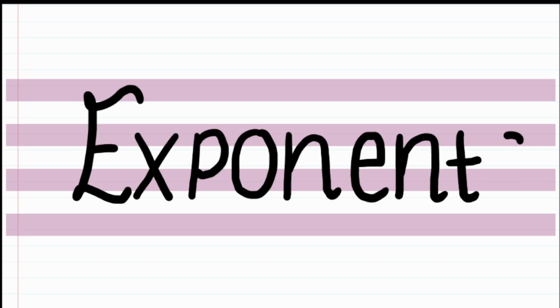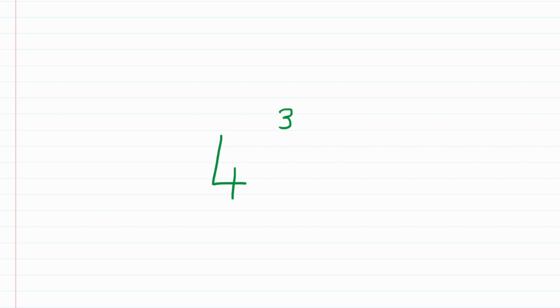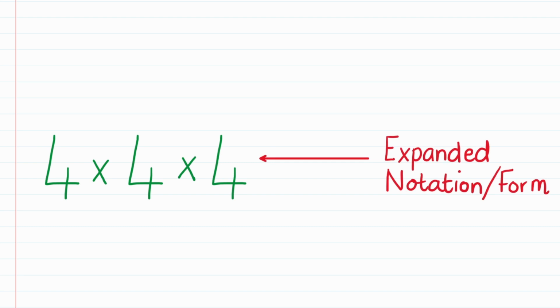Let's learn about exponents. Here, I have written the number 4 with a small 3 above it. When you see something like this, you know that you are working with exponents. But what this is actually saying is that I have the number 4 appearing 3 times and I'm multiplying them by each other. And when I have it written out like this, it's called expanded notation or expanded form.